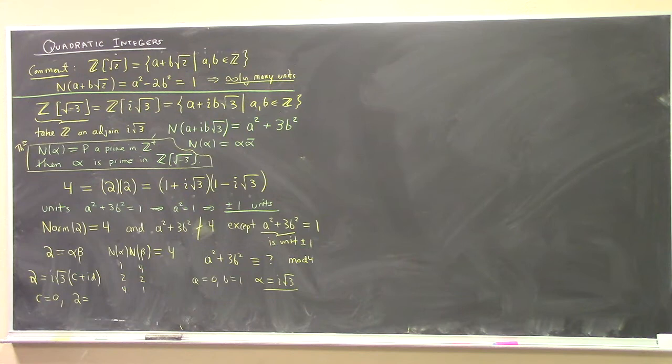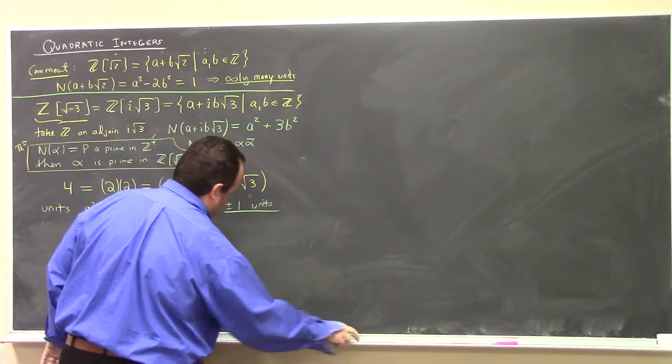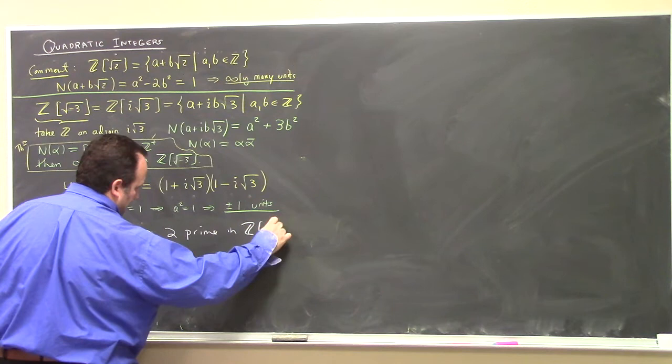Anyway, he claims, and if you believe the claim, that shows 2 is prime in Z adjoined I root 3. And he says, likewise, the norm of 1 plus or minus square root of minus 3 is equal to 4, and that also implies that it is prime. So basically, I'll just erase all this mess and summarize it with a bold but unbacked claim that the norm of 2 equals 4 implies 2 is prime in Z adjoined square root of minus 3.